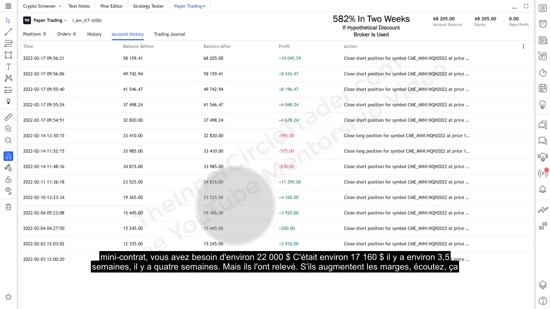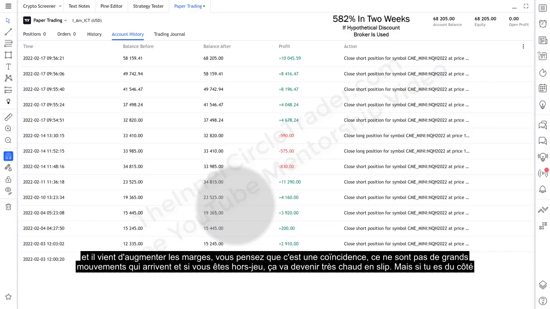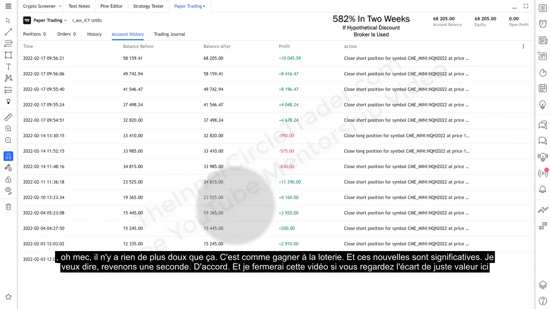If they raise the margins, listen, this is for your notes, okay? If they raise the margins, that's the exchange tipping their hand to you that huge moves are coming. Big, monstrous moves are coming, and they just raised the margins. You think that's coincidence? It's not. Big moves are coming. And if you're offside, it's going to get real hot in the underpants. But if you're onside, oh man, there ain't nothing sweeter than that. That's like winning the lottery.